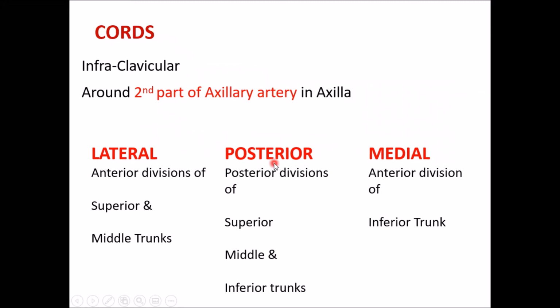If you remember how the posterior chord is formed, the lateral and medial chord formation will become easier to understand. The posterior chord is formed by the posterior divisions of all 3 trunks. As you can see, the posterior divisions of the superior, middle, and inferior trunks join to form the posterior chord. The lateral chord is formed by the anterior divisions of the superior and middle trunk, and the medial chord is formed by the anterior division of the inferior trunk. You have to remember this formation.